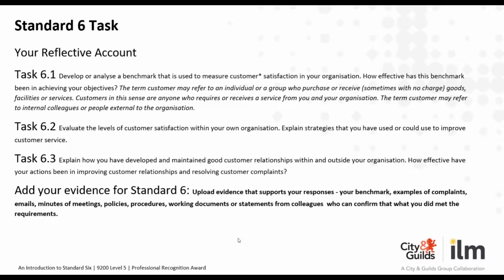And this is the bit I was telling you about when I went through the standard statements. The term customer may refer to an individual or a group who purchase or receive, sometimes without paying for it, goods, facilities or services. Customers in this sense are anyone who require a service from you and your organisation. It can refer to internal colleagues or people external to the organisation. So it's a very broad sweep of people, but they purchase or receive goods, facilities or services from you and your organisation. So although you may think initially, I don't deal with customers, you can see it's a much broader definition of the term customer than perhaps you would have immediately thought.